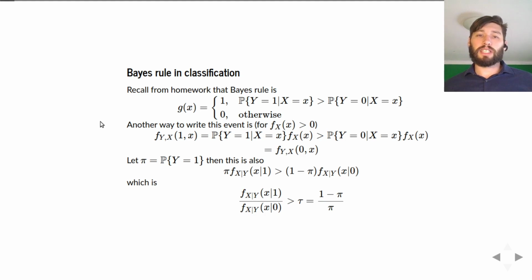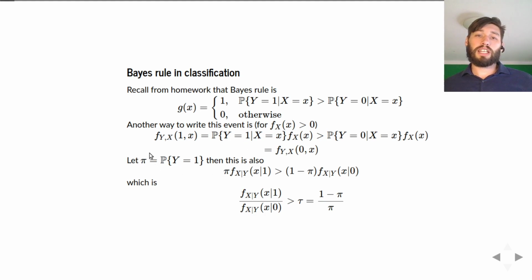And another way to write this event is if you have f of y and x, that's the joint density of y and x, with y equaling 1 and x, that this exceeds the joint density of y and x, where y is equal to 0. So that's another way to write this event. And the only difference between these two is we multiply both of these sides by the marginal density of x.